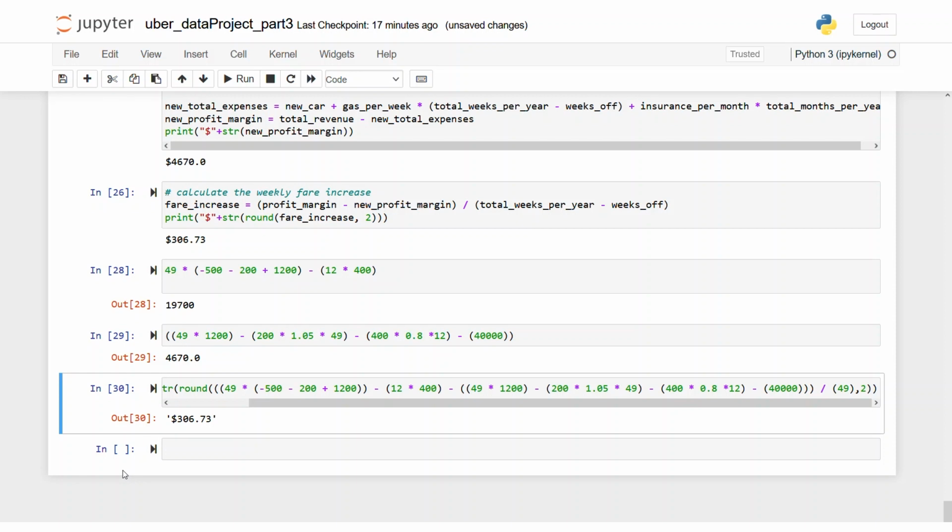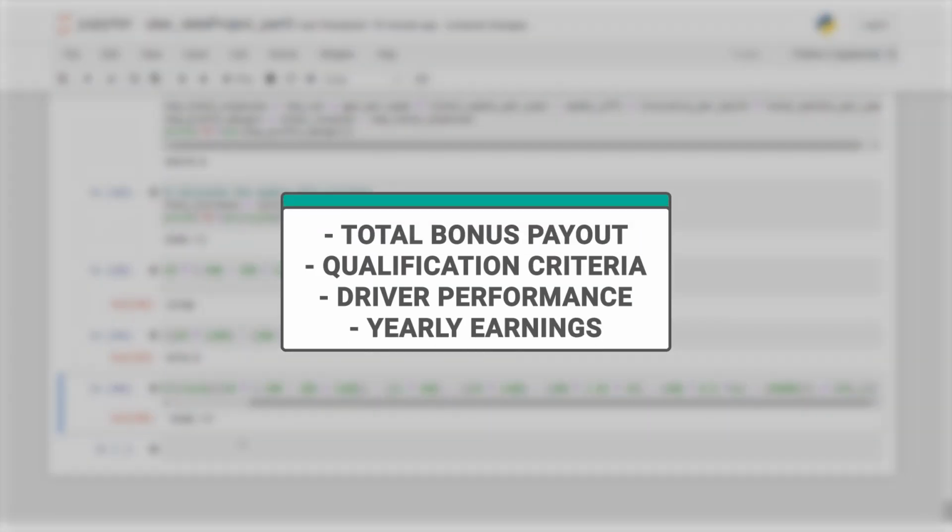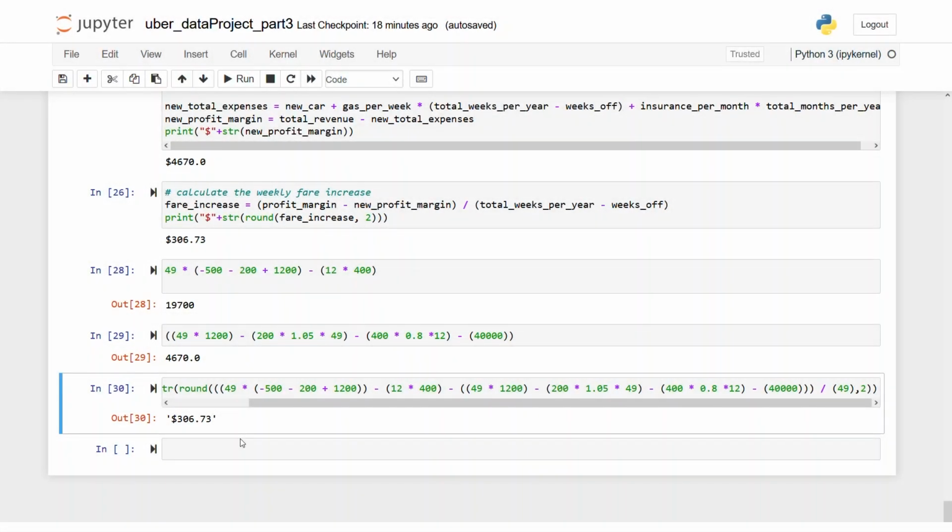In conclusion, we analyzed Uber's driver data by answering 6 questions. The total bonus payout, qualification criteria, driver performance, and yearly earnings are all just a few examples of the information that can be gained by this type of analysis. Also, we answered each question using Python one-liners like these.